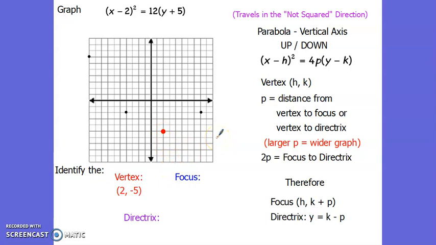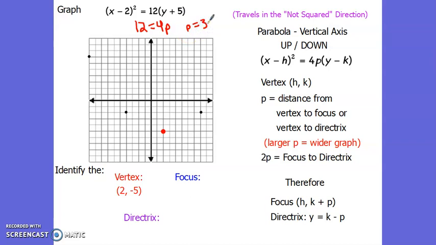Then, to get the focus, we need to know what that p-value is. Remember that distance from vertex to focus or vertex to directrix. The larger the p-value, the wider the graph. Well, if we take our 12 sitting there, remember that 12 technically right now will be equal to 4p, which means that p for us, very simply, is equal to 3.